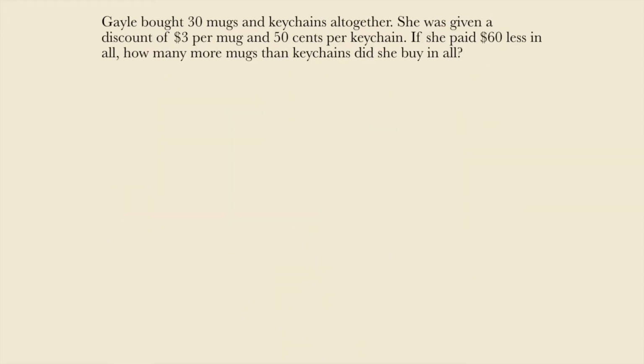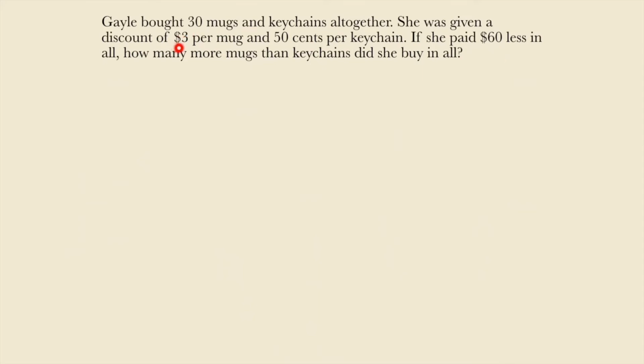Gail bought 30 mugs and keychains altogether. She was given a discount of $3 per mug, that's 300 cents, and 50 cents per keychain. If she paid $60 less in all, now this is phrased in a slightly confusing way, but it's basically telling you that the total discount was 6,000 cents.